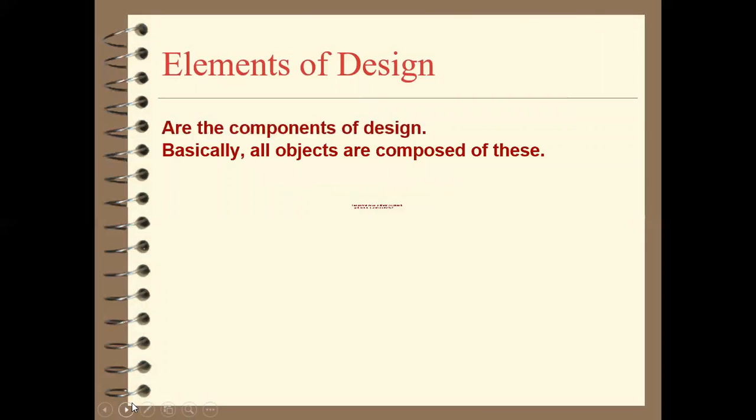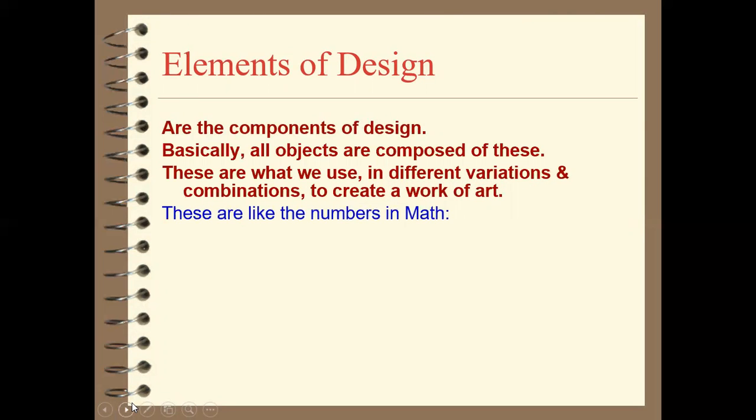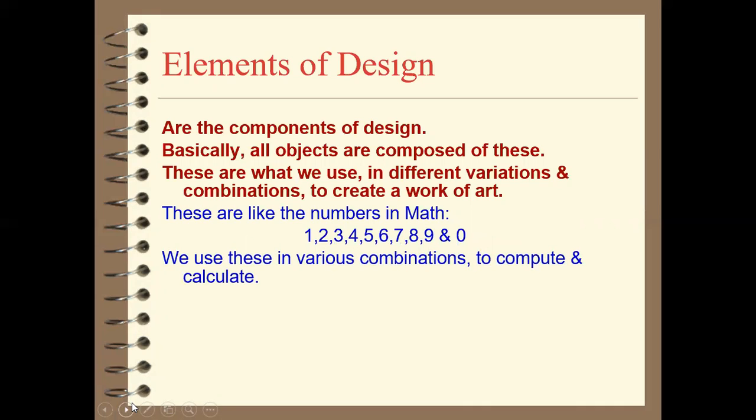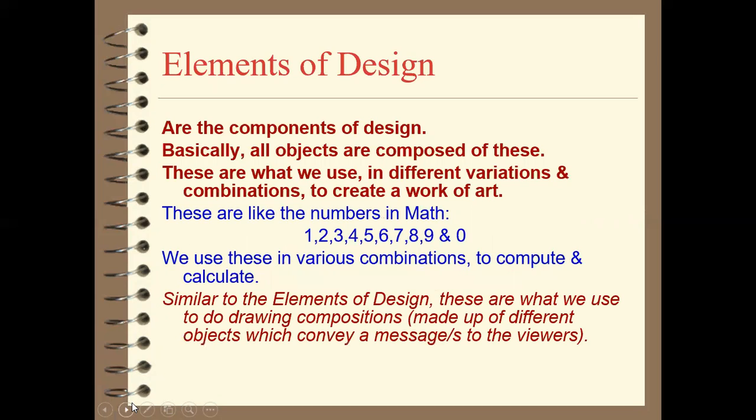Okay, so what are the elements of design? They are the components of design. Basically, all objects are composed of these. These are what we use in different variations and combinations to create a work of art. So these are like the numbers in math, 1, 2, 3, 4, 5, 6, 7, 8, 9, and 0. We use these in various combinations to compute and calculate. Similarly, the elements of design are what we use to do drawing compositions made up of different objects which convey a message or messages to the viewers.